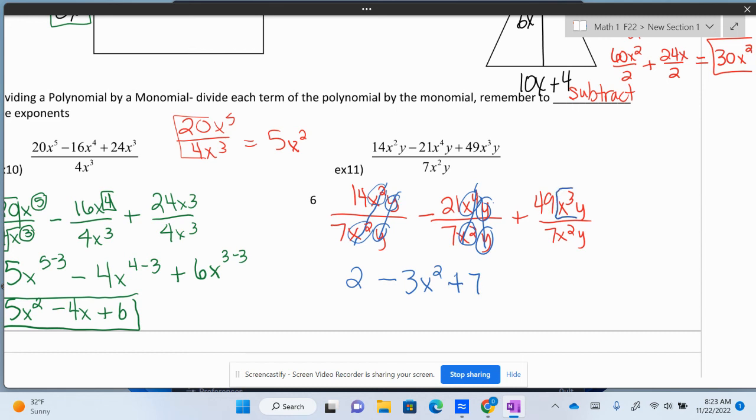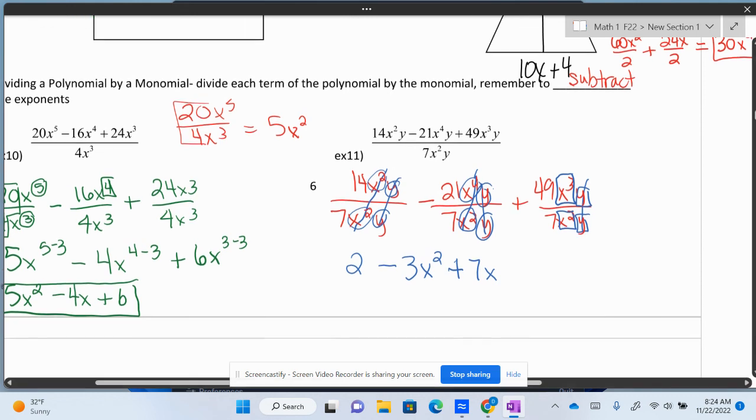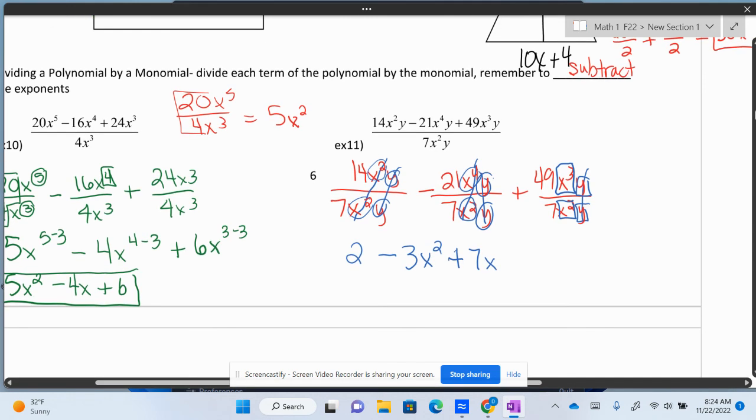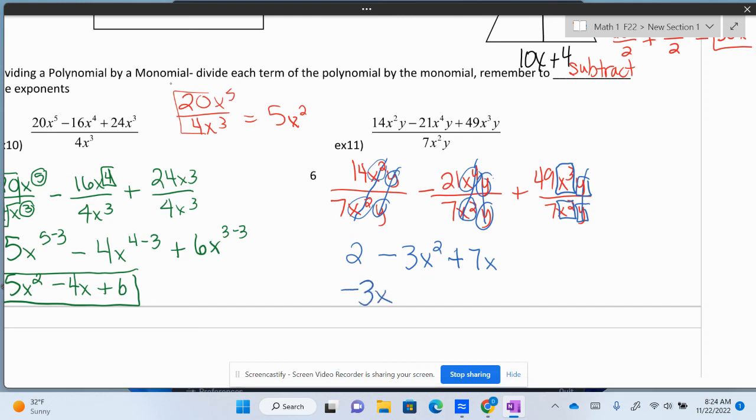Do I have more x's on the top or on the bottom? On the top, how many more? Okay. Do I have more y's on the top or on the bottom? So they cancel out. So now I just have to put this in descending order because it's not. The largest degree monomial is negative 3x squared plus 7x. And then that last one, 2 is positive, so plus 2.